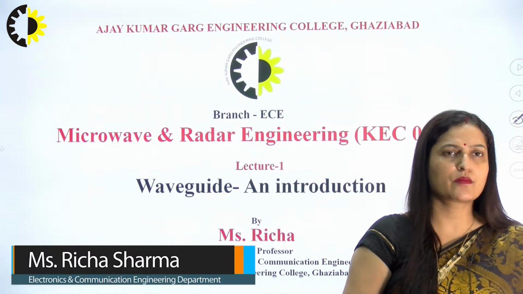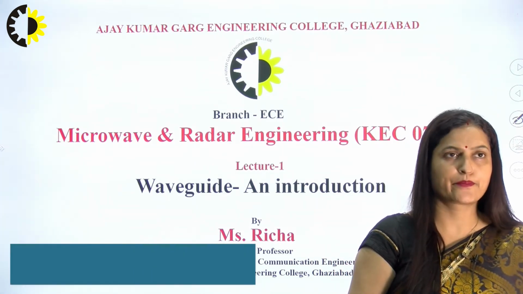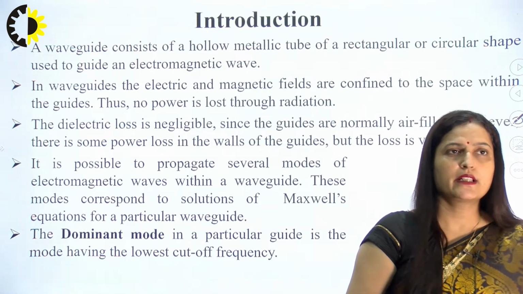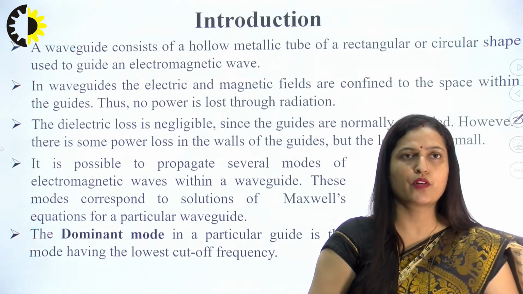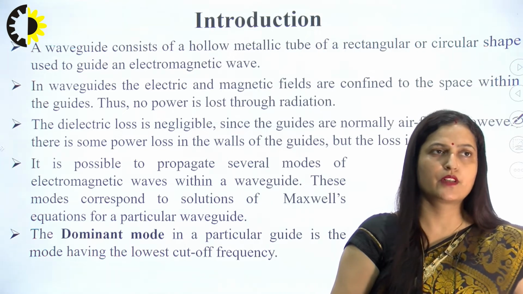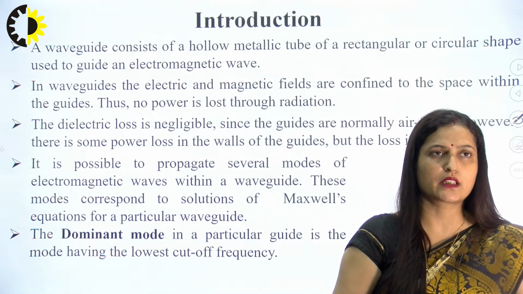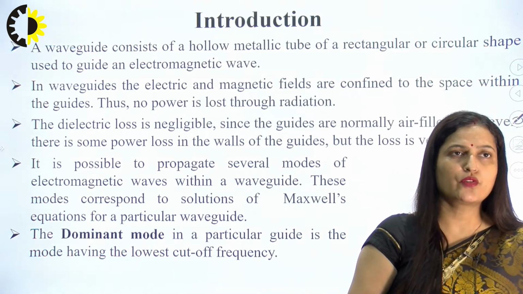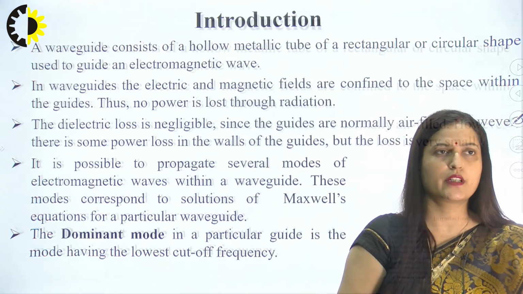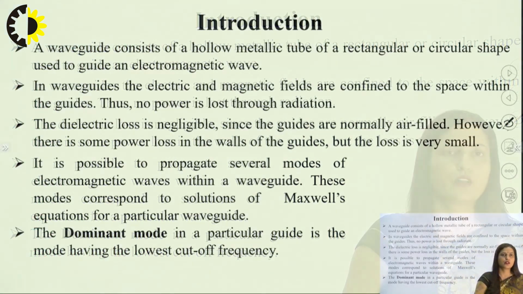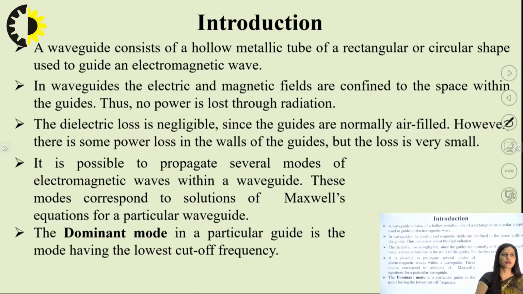Today we will discuss the topic waveguide. A waveguide is a hollow metallic tube of a rectangular or circular shape which is used to guide an electromagnetic signal. Whenever we want to transmit any information, we want a transmission medium for traveling of the signal. So for microwave signals, we require a guided medium. A waveguide is a guided medium which is used to transmit electromagnetic waves.